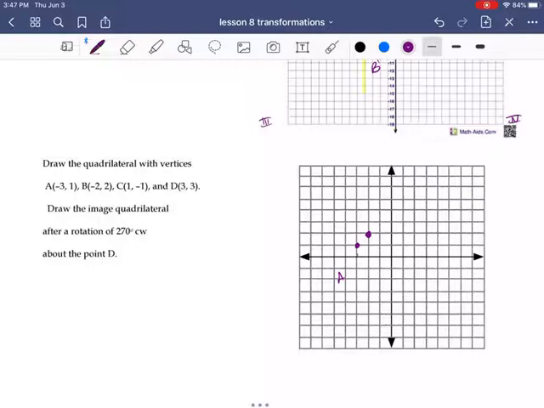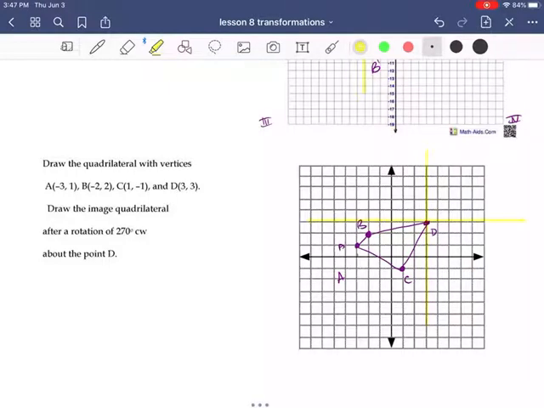C is 1, -1. And D is 3, 3. So 1, 2, 3, 1, 2, 3. There we go. That's D, C, A, and B. All right, and we are rotating it around point D. So we're rotating it around point D, so that's like our new origin point.